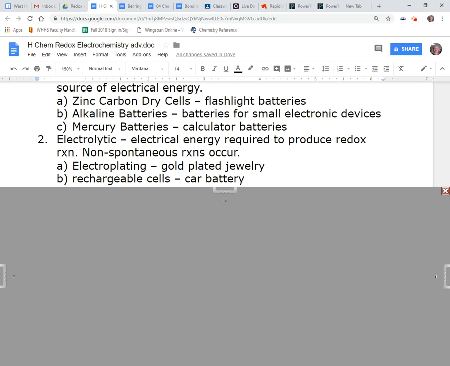Now, rechargeable cells like a car battery, when they are recharging, function as an electrolytic cell, but when they are starting your car, they function as a galvanic cell. So they actually have both.